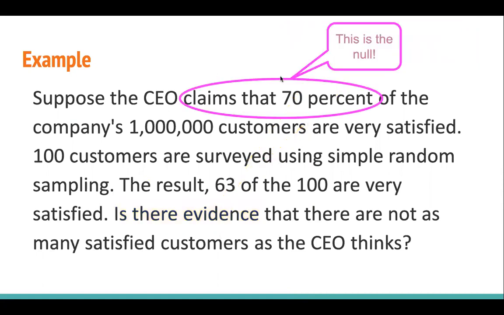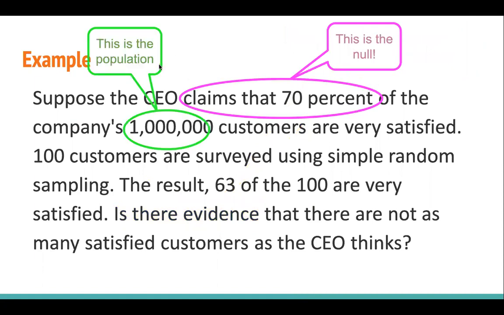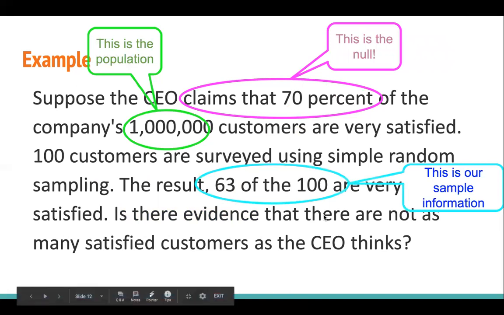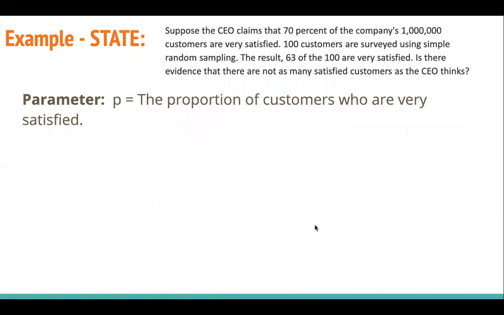When I break it down a little more, if I look at this first part, this claim of 70%, this is our null. Here, this million customers, that's our population, right? All of the customers. Here, this is our sample information. So we're going to put all these pieces together and go through our 4 steps.